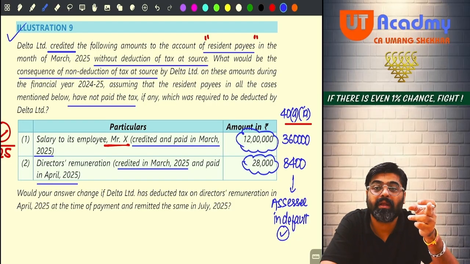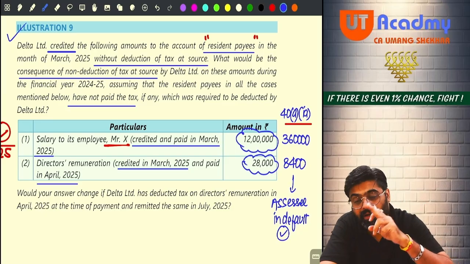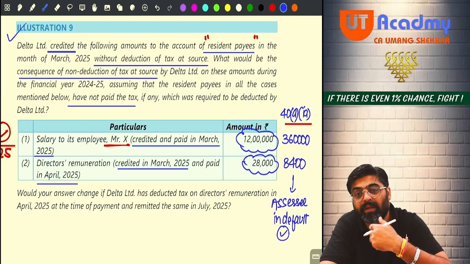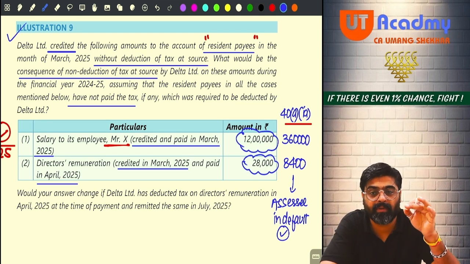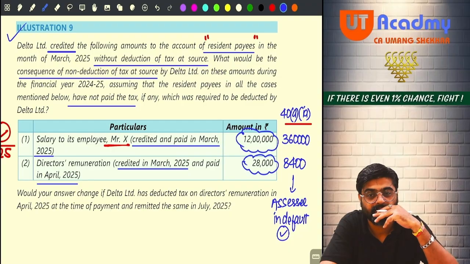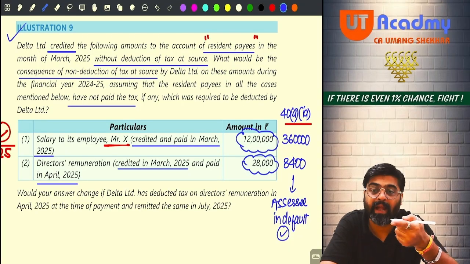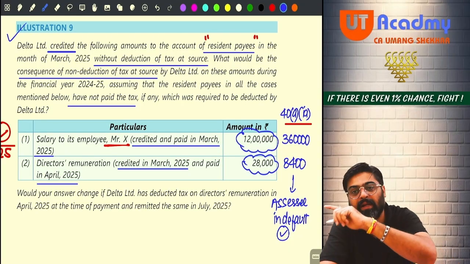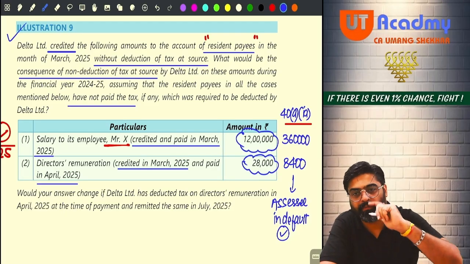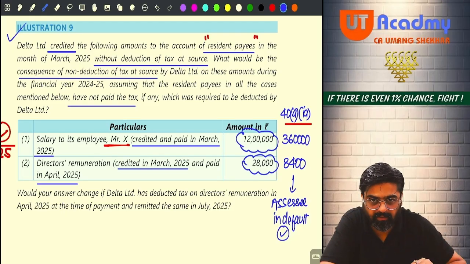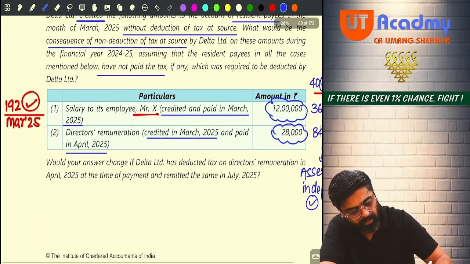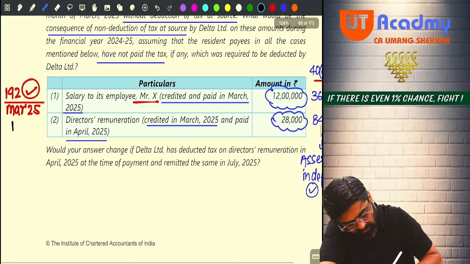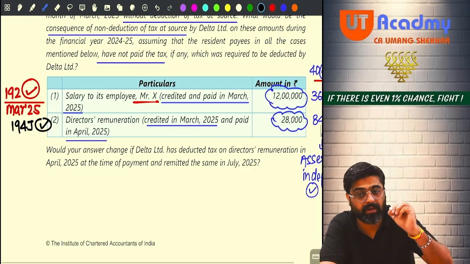See, April. And the company has given the credit in its books in the month of March. So March or April, whichever happens earlier. So in the month of March only, at the time when this remuneration was credited in the books, at that time only the company should have deducted the TDS. Meaning, first question, is the provision of section 194J applicable? The answer is yes. Provision of 194J is applicable.